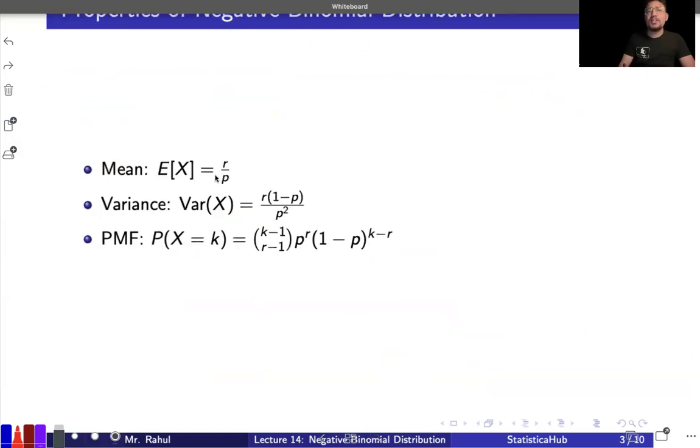Moving ahead in this part. So in this particular part, if you go for the mean value, the expectation of X, that will be coming out to be R over P. Okay. The variance, that will be R into Q over P square. And the probability function that we already covered. So the expectation of X, that is R over P. The variance of X, that is R Q over P square.